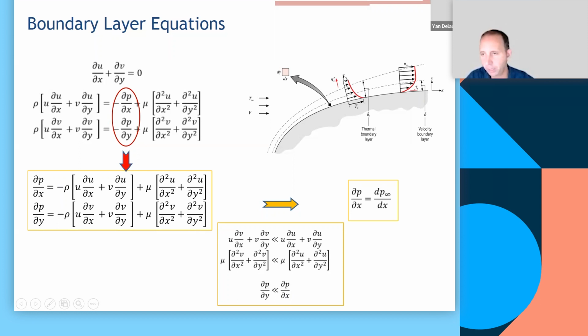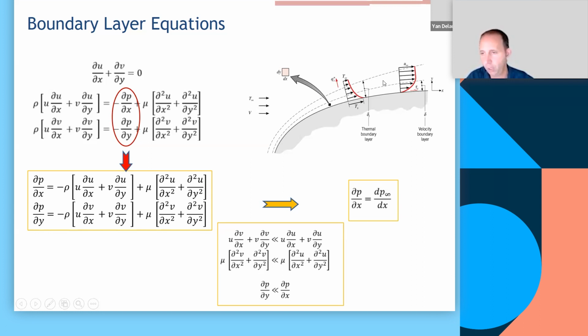So it means that really the only thing that varies in terms of pressure is the pressure outside of the boundary layer as you go along the x direction. The curvature creates a pressure gradient in the x direction. It creates high pressure at the forward stagnation point and a gradual decrease when you have a curvature like this one.